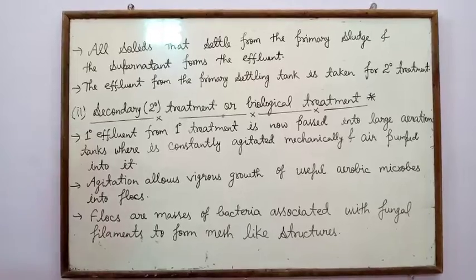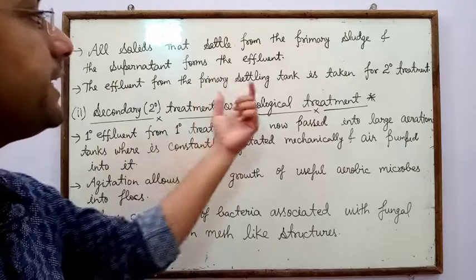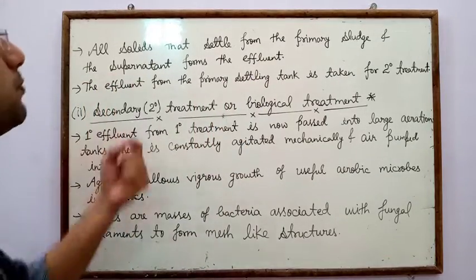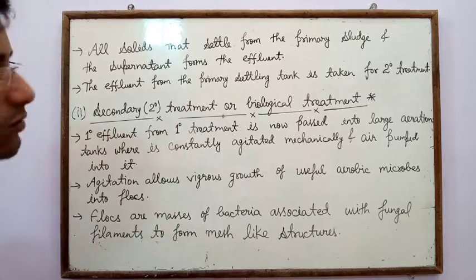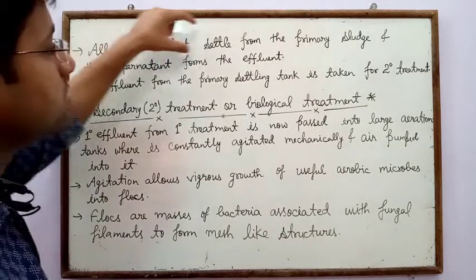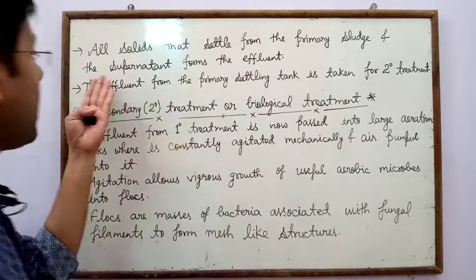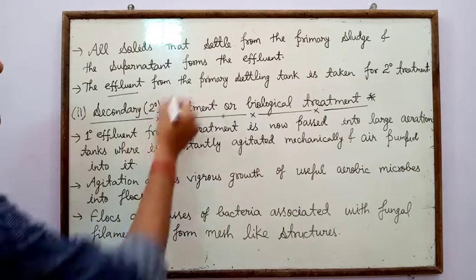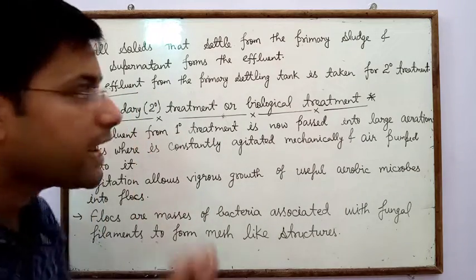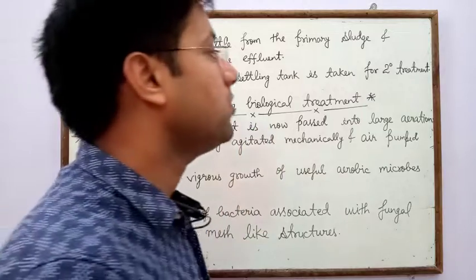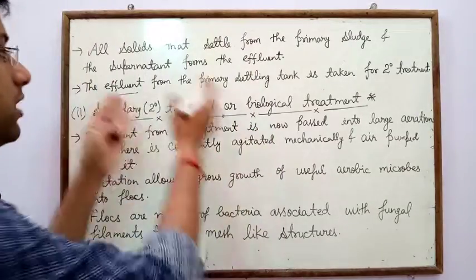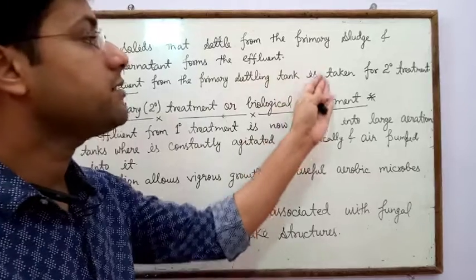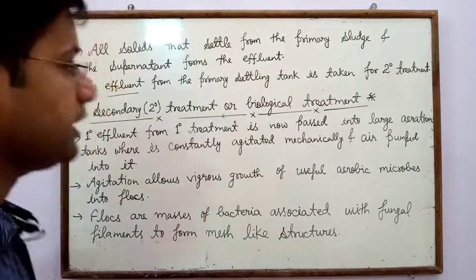All solids that settle form the primary sludge, and the supernatant forms the effluent. The effluent from the primary settling tank is taken for secondary treatment.